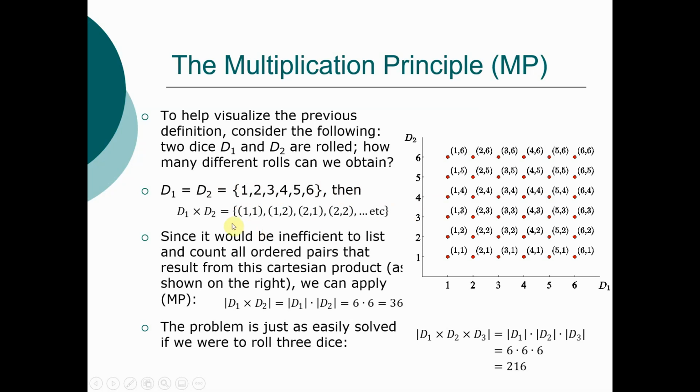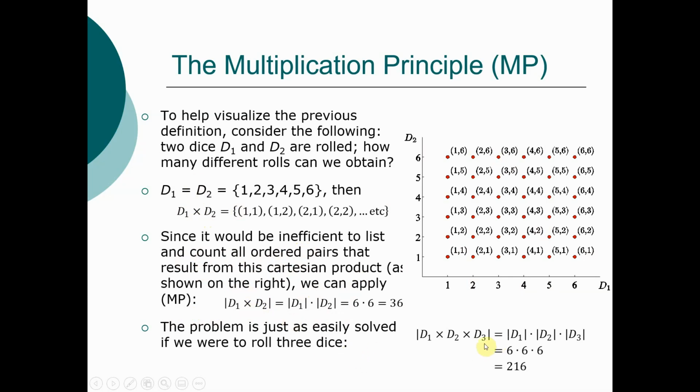These show all the pairs, like 1 and 1, 1 and 2, 1 and 3, 1 and 4, 1 and 5, 1 and 6, and so on. And this can be visualized here, right? So the number of elements in this Cartesian product set is going to be 36. Since it would be inefficient to list and count all ordered pairs that result from the Cartesian product, as shown on the right, we can apply the multiplication principle. So instead of just counting, we can answer this by the multiplication principle.